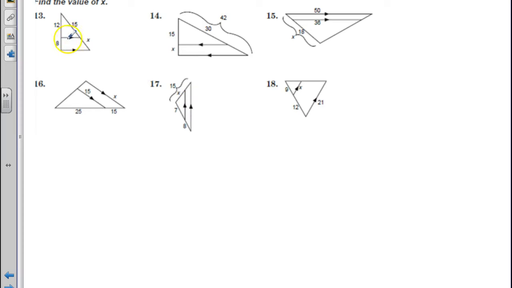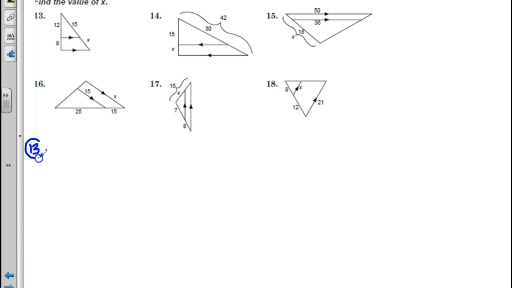All right, so checking these out, I see that these two lines are parallel to each other. So several things that I could do here. I could say 12 is to 20 as 15 is to 15 plus x, and I can solve. All right, so let's try that.